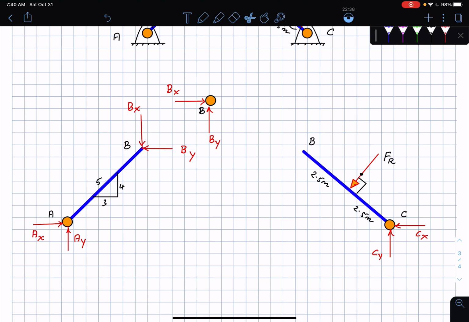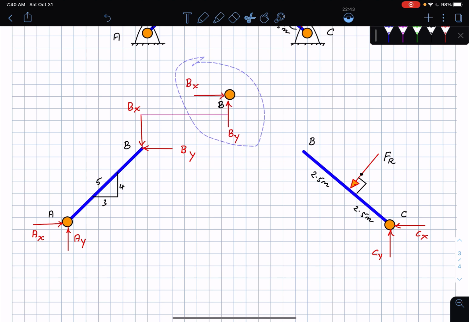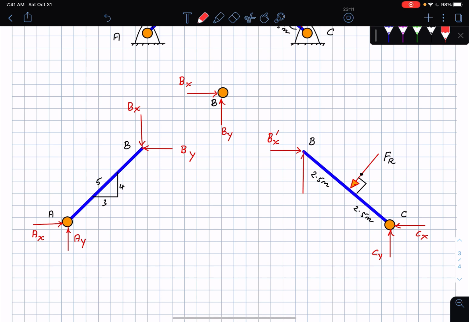Then I come to the bar AB or bar BC. When I come to the bar BC, I'm going to have a similar scenario as I have on the bar AB. The pin forces at C have been taken care of. Now I'm going to have pin reactions here. Do I know the direction of the pin reaction? I don't. Do I know what the pin reaction is? I don't either. So I'm going to call this Bx prime and By prime, because I don't know whether this Bx prime and By prime is the same as Bx and By.